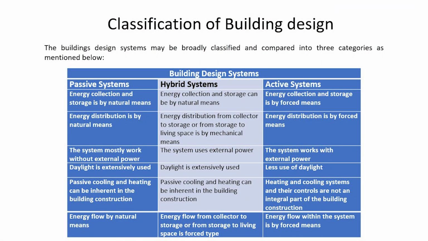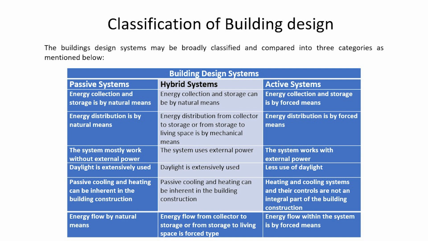If we talk about the hybrid building design, energy collection and storage can be natural. Energy distribution from the collector to the store, or from the storage to the living space, is by mechanical means. The system uses external power in hybrid building design. In the same way, daylight is also extensively used in the hybrid system. Passive cooling and heating can be inherent in the building construction design for hybrid building design.